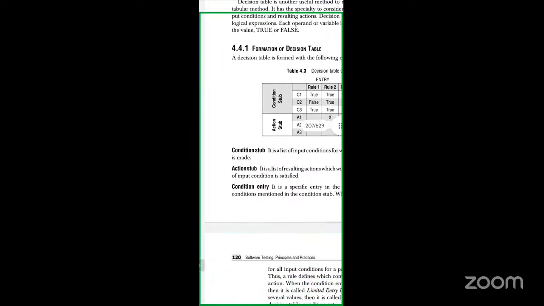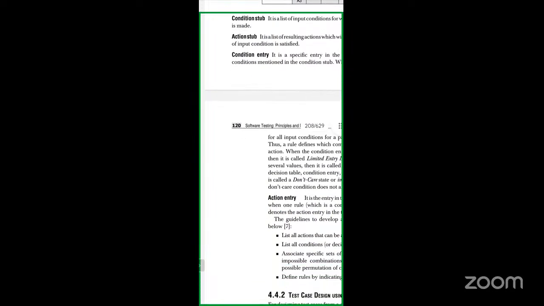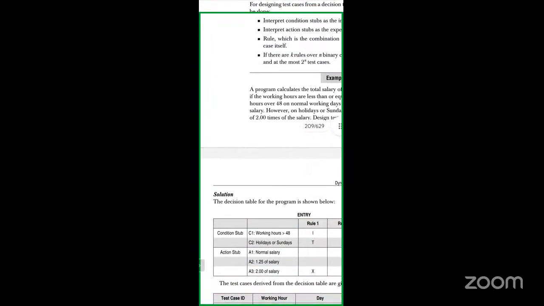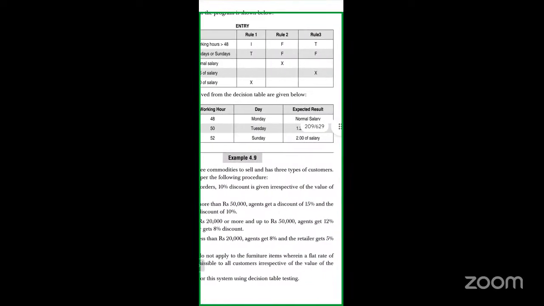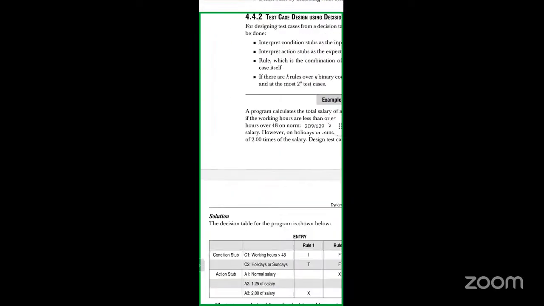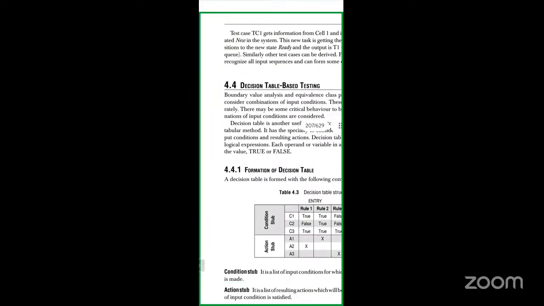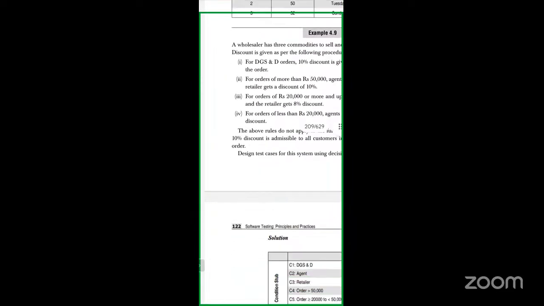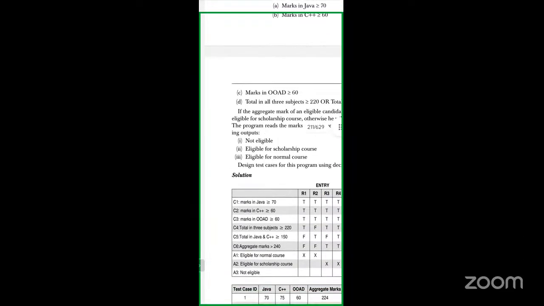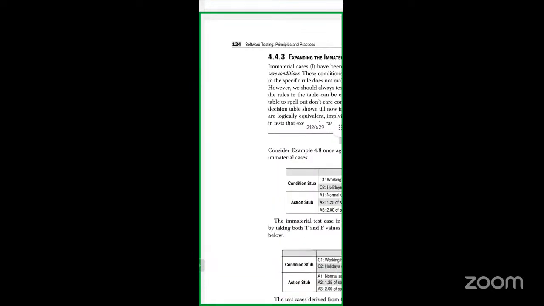The next one is decision table based testing. Based on the decisions we are going to make the tables, whether it is true or false or yes or no. That table we also represent in a tabular format, and we say it is the decision table. That is decision table based testing. Based on the decisions we make the tables. So that is our decision table based testing.